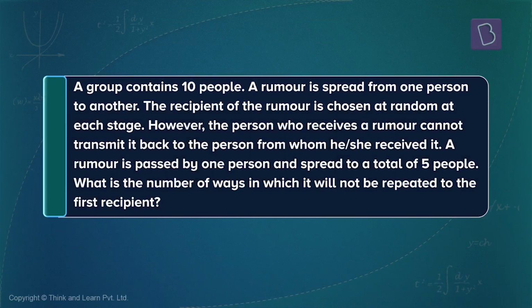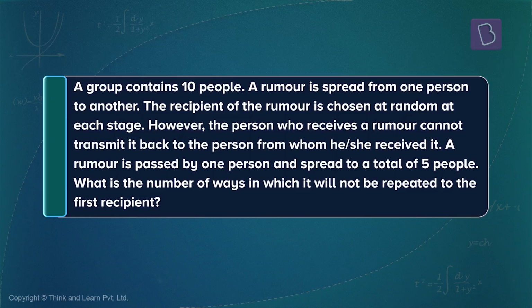Now, the problem statement of this question is a little convoluted, so let's try and break it into a language that we can understand very well. What has been told in this question is that a group contains 10 people. So there are 10 people in a group, and a rumor spreads from one person to another in the group. The recipient of the rumor is chosen at random.